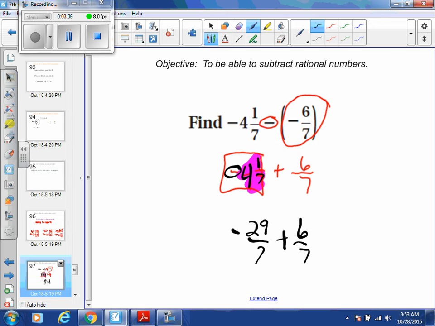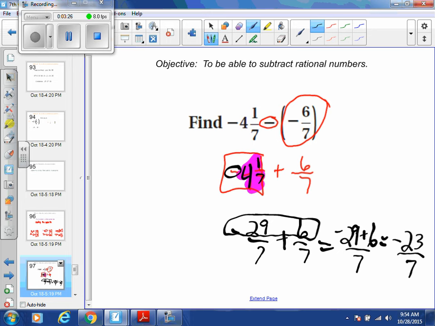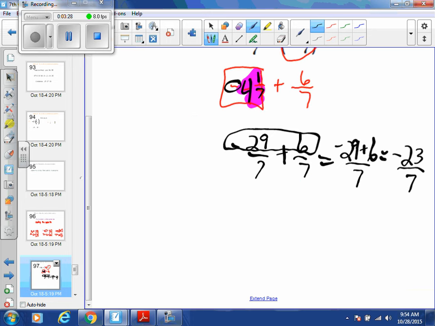All right, I already have a common denominator, thank goodness. If it wasn't a common denominator, I would have to find a common denominator. And then I'm going to add my numerators. So negative 29 plus 6 equals negative 23. Keep our denominator a 7. And then that can be simplified. I know 7 goes into 23 3 times, with 2 left over, so that becomes negative 3 and 2 sevenths.